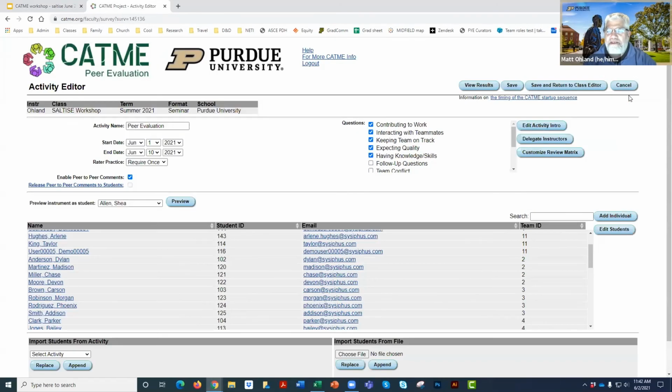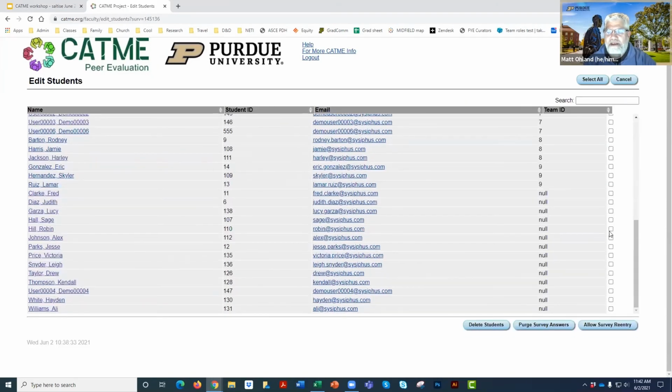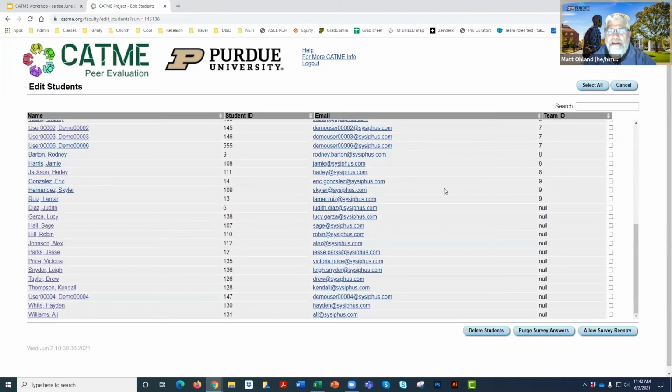I had selected students. I'm not sure why it didn't. Oh, I need to get into this screen. Hold on. No, it's not letting me do it that way. All right, so we'll just do it this way. Delete student.